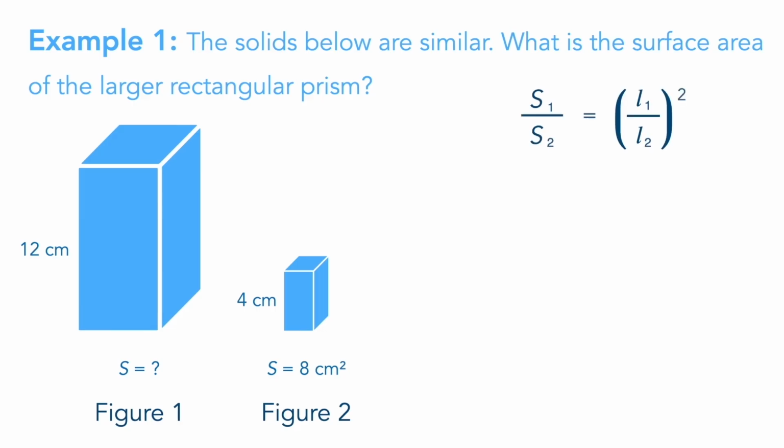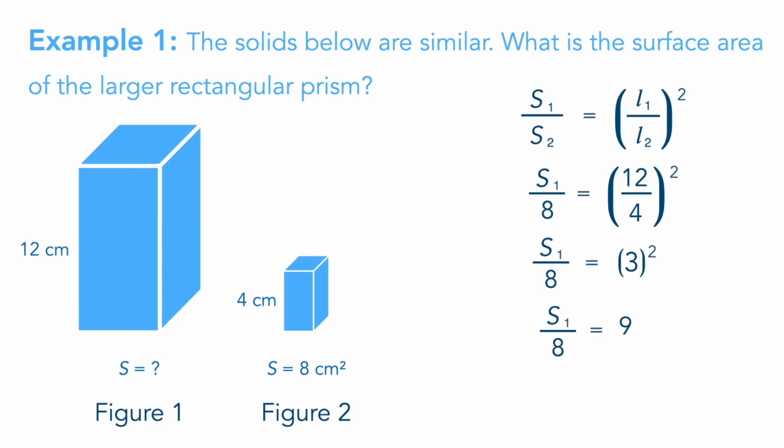Remember, the ratio between the surface areas of two similar figures is equal to the square of the ratio between the lengths. If we substitute 12 for length 1, 4 for length 2, and 8 for surface area 2, we can solve the equation for surface area 1, or S1. On the right side, 12 divided by 4 is 3, and 3 squared is 9, so S1 over 8 equals 9. Now we can multiply both sides of the equation by 8 to find that the surface area of figure 1 is 72 square centimeters.